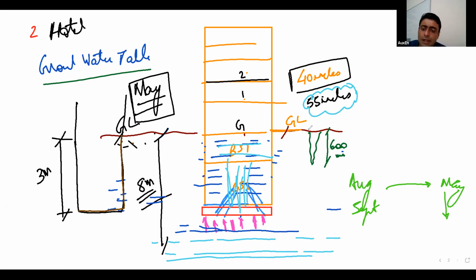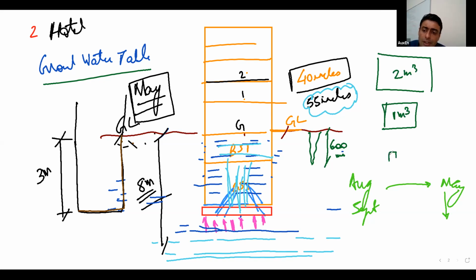What is the meaning of swelling? Swelling means that if dry black cotton soil was having a volume of 1 meter cube, the same wet black cotton soil can swell as much as 2 meter cube, just double. There's a large swelling that you get. And when it is dry, it can shrink to very, very small volumes. So in black cotton soil, this is a known problem.